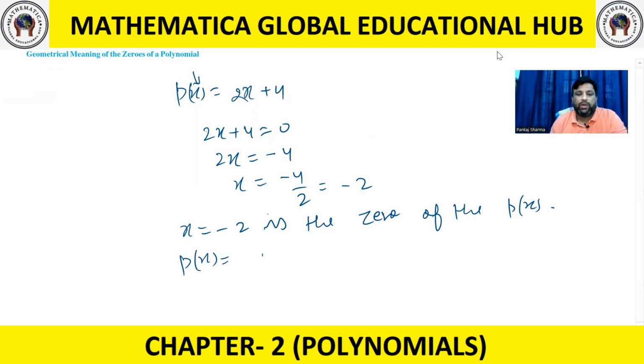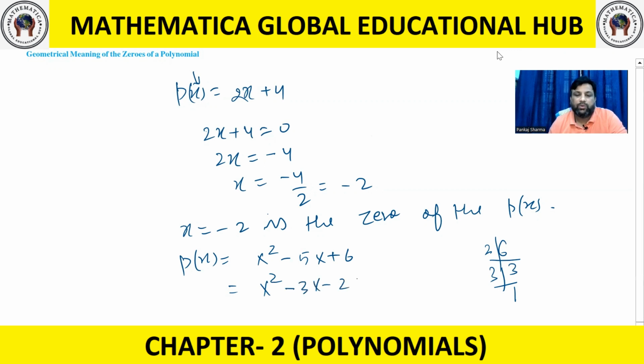Suppose I am giving you a quadratic polynomial, x square minus 5x plus 6, and we need to identify the value of x for which this p(x) will become 0. That value of x is called the zero of the polynomial. Here we can factorize by splitting the middle term. For 6, we find the prime factors: 6 divided by 2 is 3, and 3 divided by 3 is 1. So we split the middle term: minus 3x and minus 2x plus 6.